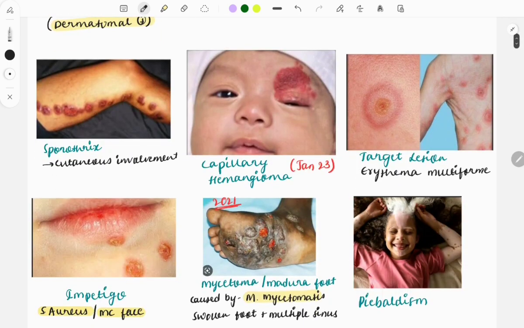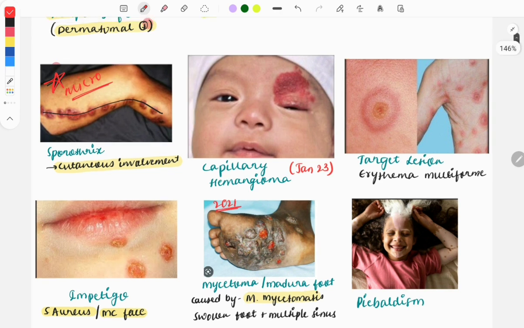Moving on to the next question. As you can see here in the leg, there are some ulcers involved in a parallel fashion. This kind of feature is seen with sporothrix, where there is cutaneous involvement and lymph nodes are involved. A very important image, because questions have been asked on this image in relation with micro also. Then moving on to the next question.